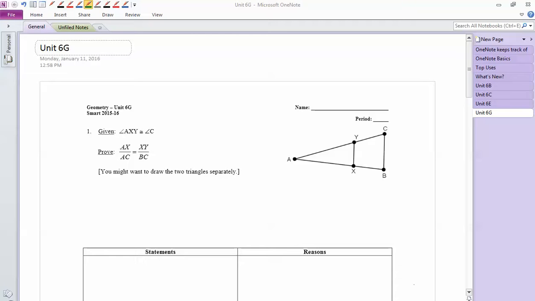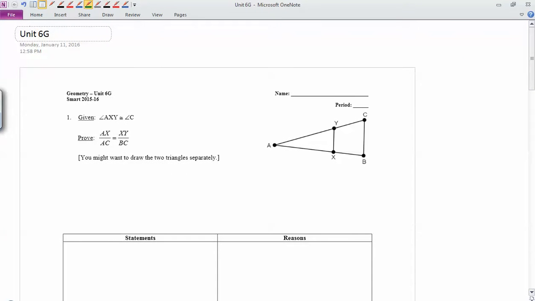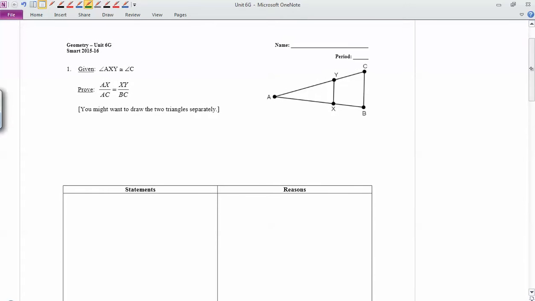All right, so this is the video for the 6G handout. And let me make the screen full screen here. Okay, so the first one is really just review. It's not anything new. So we'll just work our way through this proof.